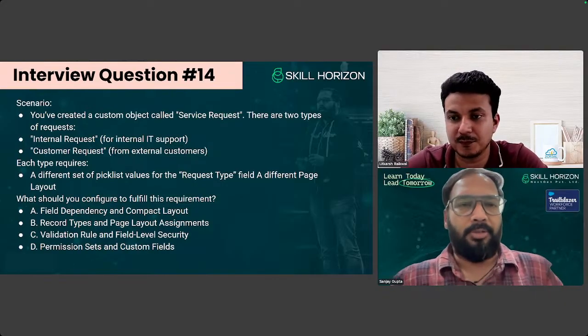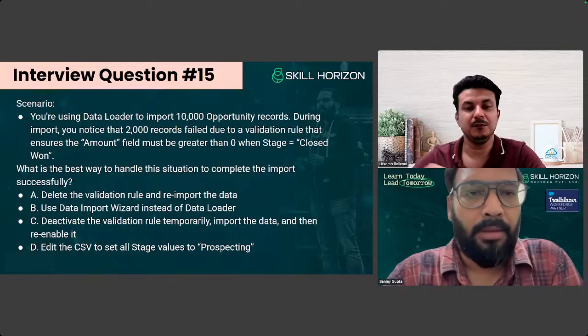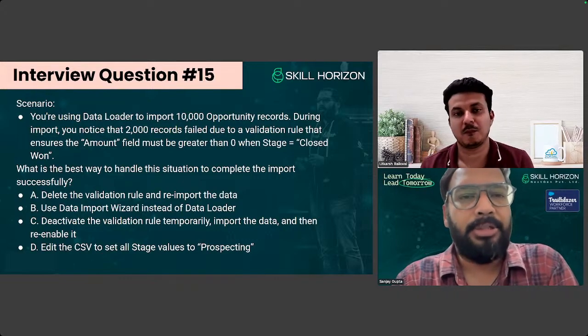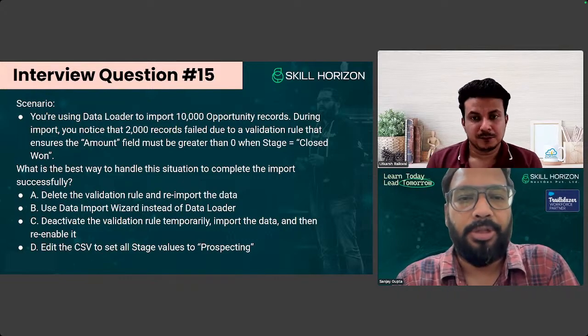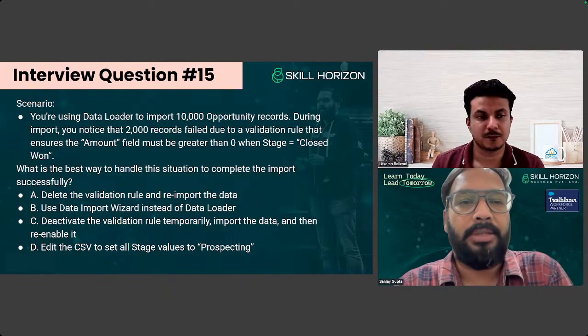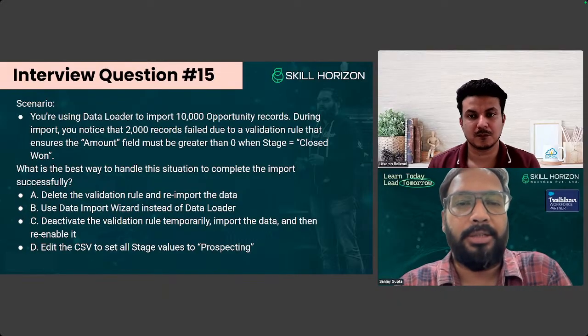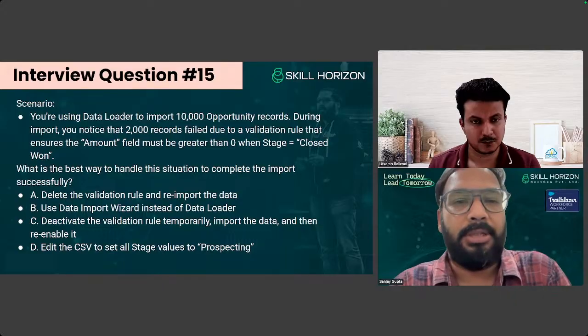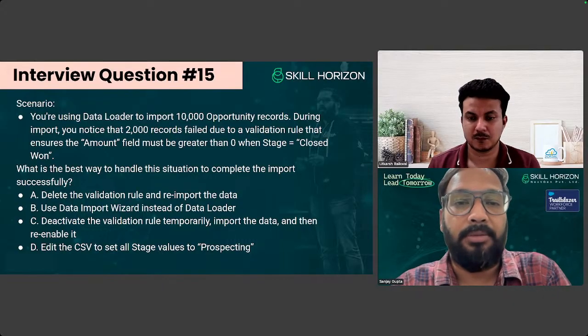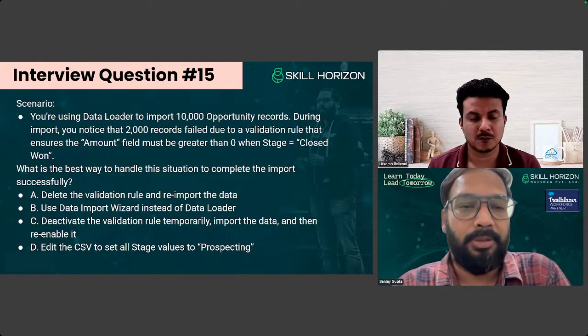Now, last question for today. You are using data loader to import 10,000 opportunity records. During import, you notice that 2,000 records failed due to a validation rule that ensures the amount field must be greater than 0 when stage equals closed won. What is the best way to handle this situation to complete the import successfully?